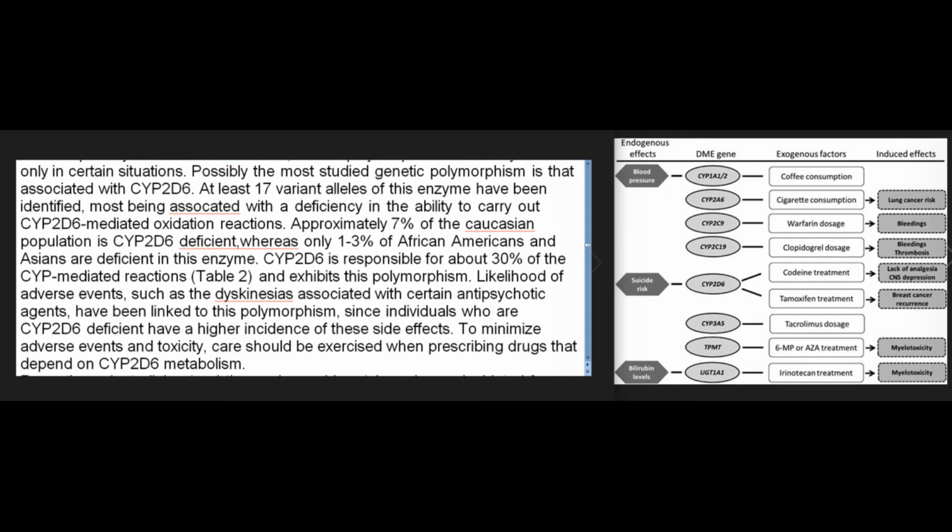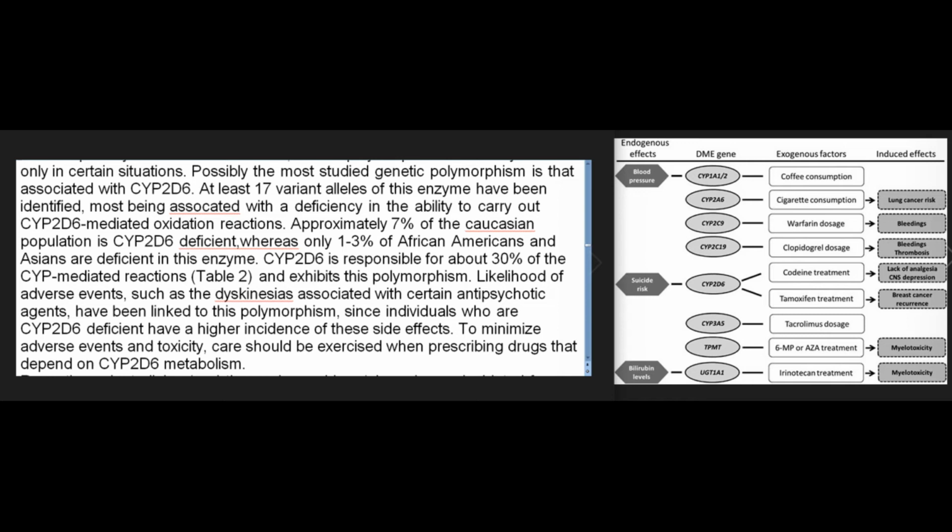Possibly the most studied genetic polymorphism is that associated with CYP2D6. At least 17 variant alleles of this enzyme have been identified, most being associated with a deficiency in the ability to carry out CYP2D6-mediated oxidation reactions. Approximately 7% of the Caucasian population is CYP2D6 deficient, whereas only 1 to 3% of African Americans and Asians are deficient in this enzyme. CYP2D6 is responsible for about 30% of the CYP-mediated reactions, Table 2, and exhibits this polymorphism.